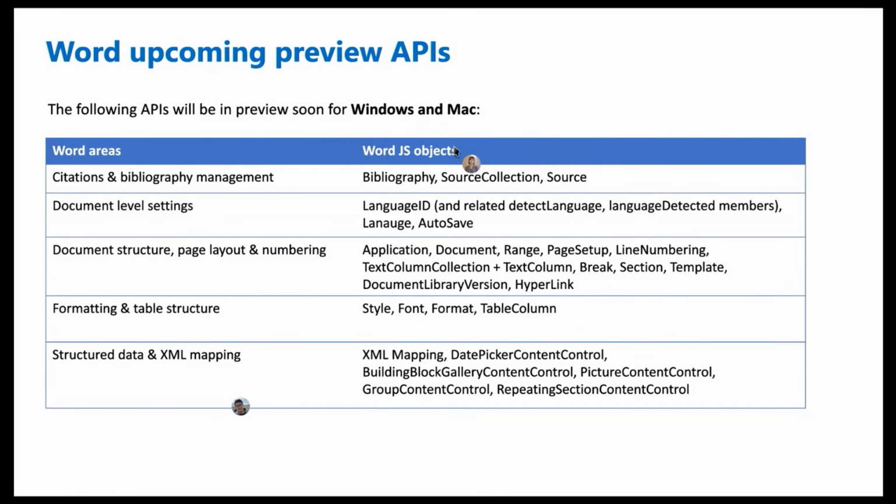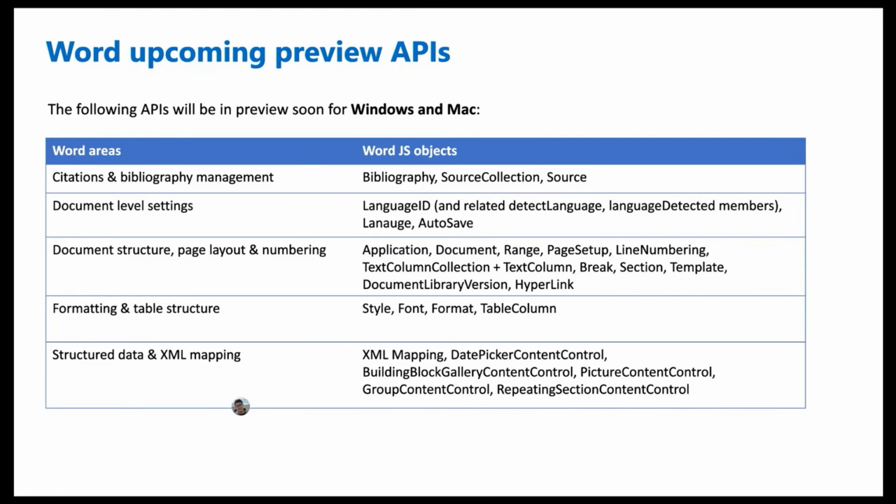Yes. So in the previous community calls, we said that we are going to deliver a massive amount of Word APIs for Windows and Mac platform only. And now, we are excited to say that these APIs are rolling out, and you will see these APIs in public preview in the coming weeks, pretty soon. So the areas we are going to cover are listed on this page.